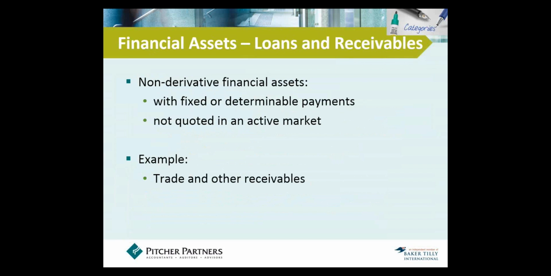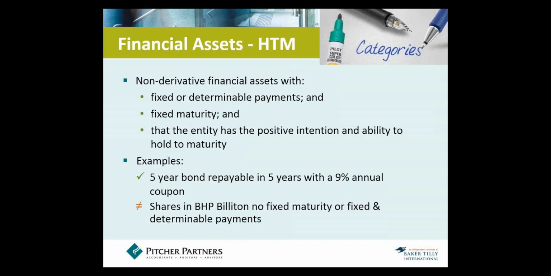The other one is to look at loans and receivables. So it's a non-derivative financial asset. It's got fixed or determinable payments, and it's not quoted in an active market. I want to go back to the previous one. Held to maturity is quoted in an active market. You can sell it, you can get rid of it. And it's got a fixed maturity. You can't be quoted in an active market if you don't have a fixed maturity.